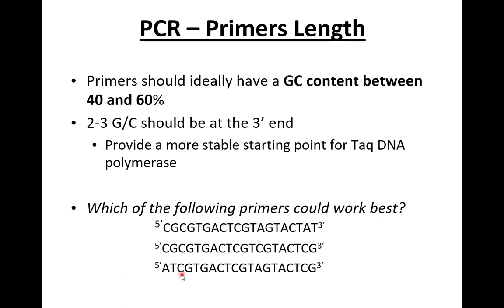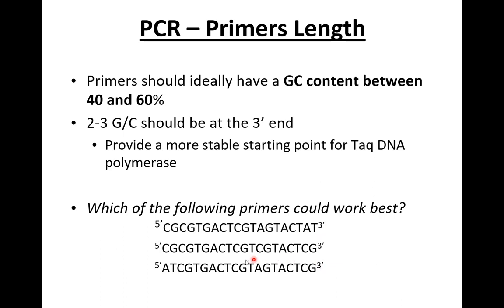This one has less GC: 1, 2, 3, 4, 5, 6, 7, 8, 9, and 10. This is 50%, has 2 GCs at the 3', and will be a great primer to use. What about this one right here? Well, the GC content looks okay at a glance: 1, 2, 3, 4, 5, 6, 7, 8, 9, 10. So it's 50% GC. Looks okay. But if you look, compared to this one, it doesn't have the 2 C and G at the end.